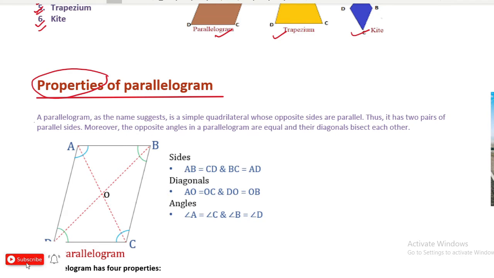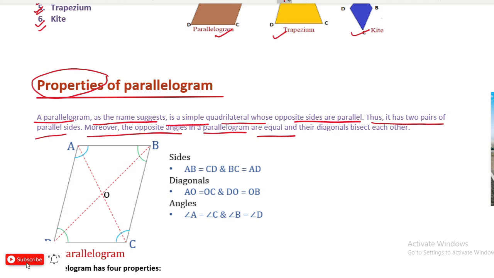A parallelogram, as the name suggests, is a simple quadrilateral whose opposite sides are parallel. Thus it has two pairs of parallel sides. Moreover, the opposite angles in a parallelogram are equal and their diagonals bisect each other.